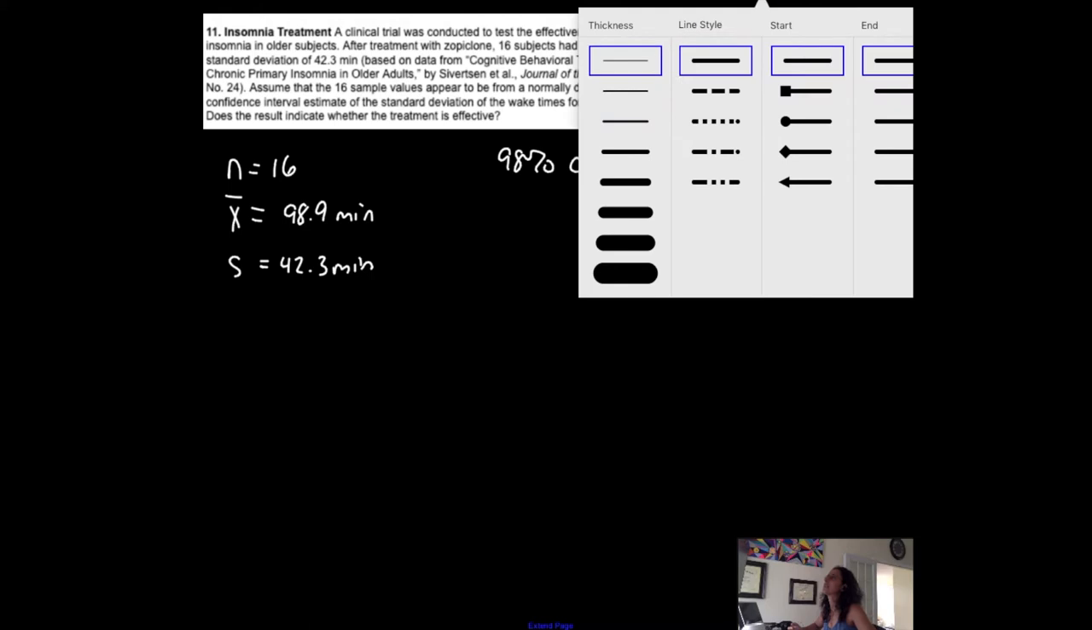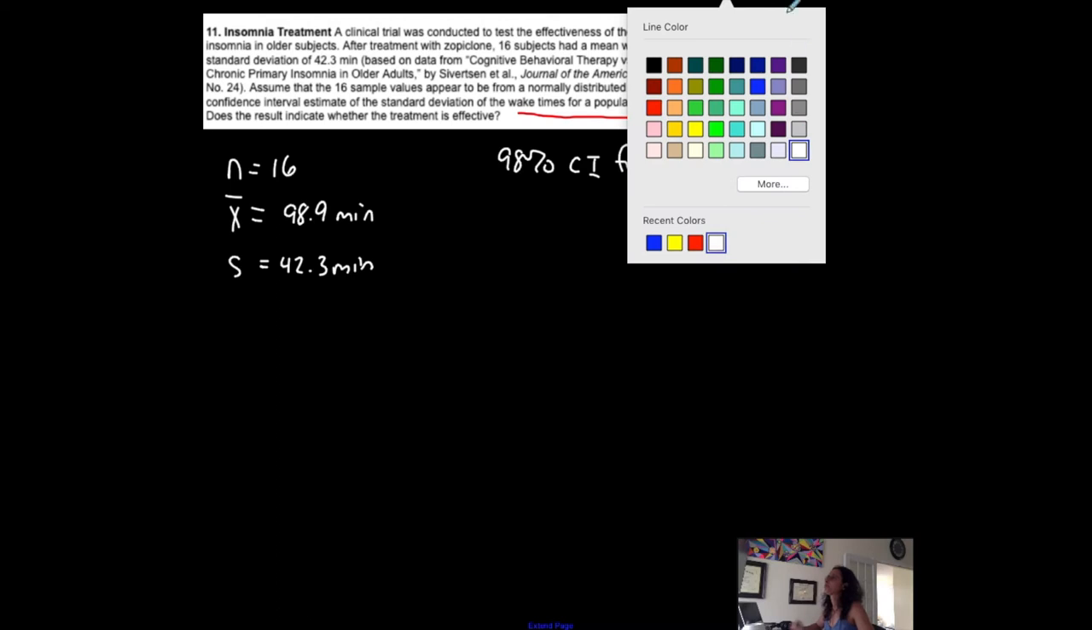Construct a 98% confidence interval estimate of the standard deviation of, I'm just going to underline the rest of this that I need because I'm going to use it for my interpretation, of the wake times for a population with zopiclone treatment. Does it appear effective? We're just going to find the confidence interval to practice that. So, I want a 98% confidence interval for sigma.